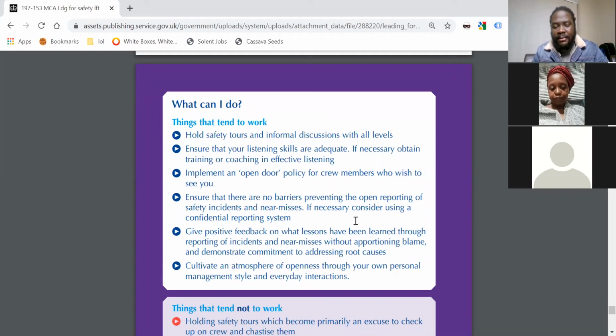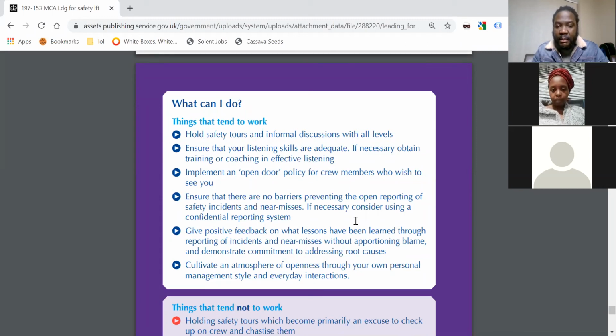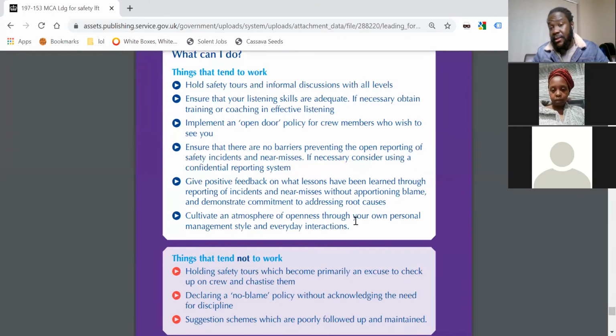So, no open barriers. Give positive feedback on lessons. If you like someone that's done something good, say so, and if something is not good enough, be able to accept it as a near miss and share the lessons, not because you want to blame. Just have a just culture. Okay, this is a lesson we all learn from.